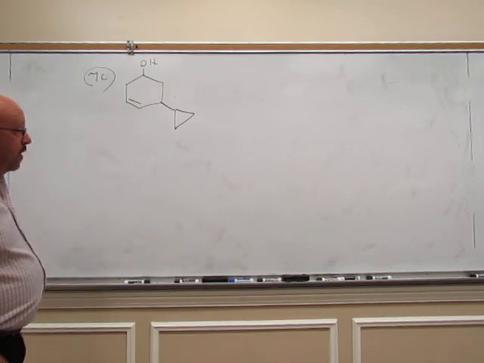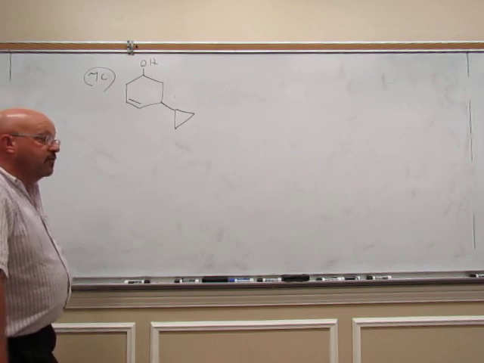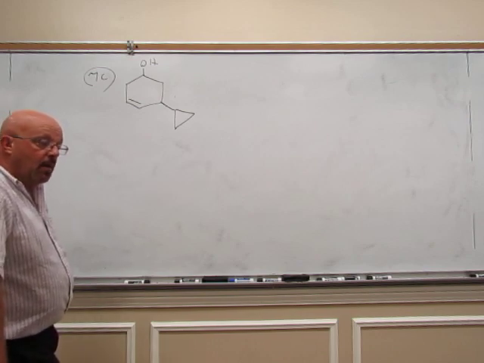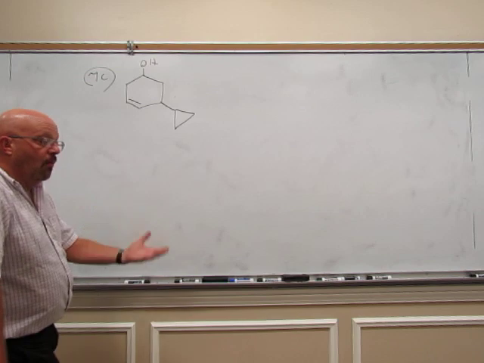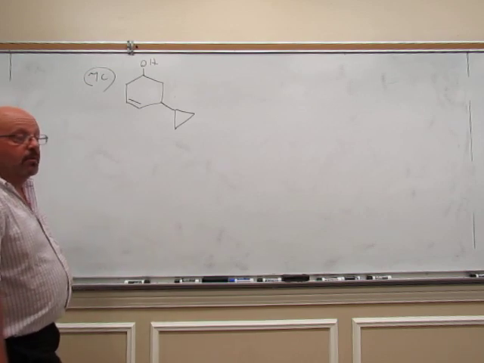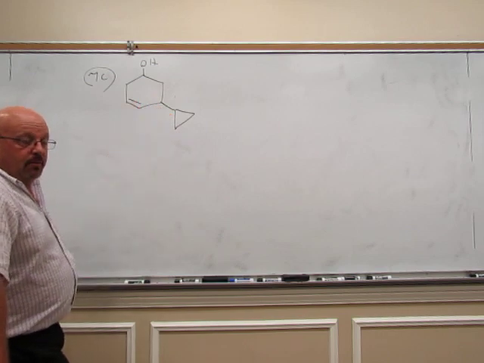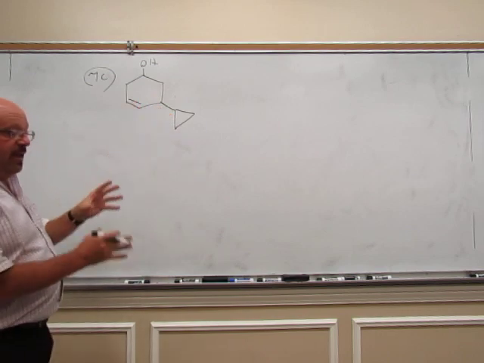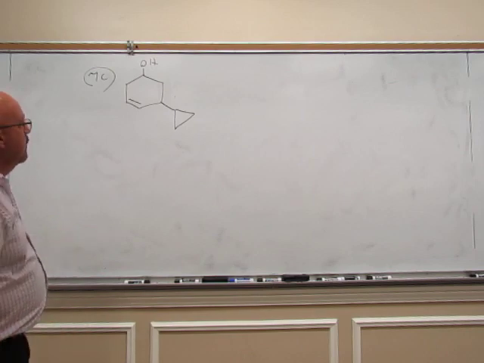Looking here at the next one. Now this is not a bicyclo. Even though we have 2 rings, it's not a bicyclo compound. Bicyclos must share 2 carbons. I have 2 rings, but they don't share any carbons. They're just 2 rings connected to one another. They're not sharing any carbons. So there are no bridgehead carbons.